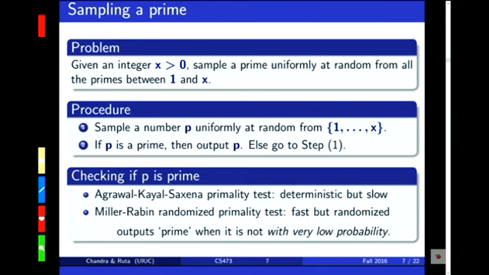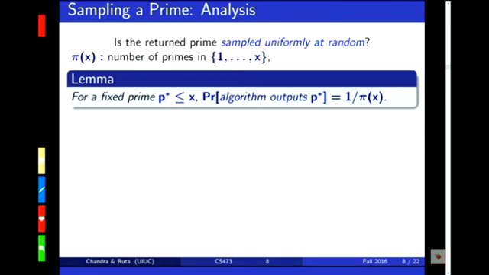Okay. So I want to answer this question: is the returned prime sampled uniformly at random? Let's say pi x is the number of primes in 1 through x. I don't know this number, but let's say pi x is the number of primes that are at most x. I want to prove that if I fix any particular prime p star, which is at most x, which is in this set, then the probability that the algorithm outputs p star is 1 over pi x. If I prove this, then I say yes for this question. Do you agree?